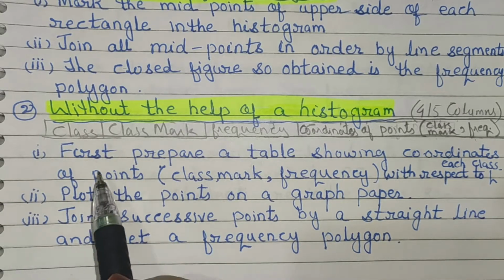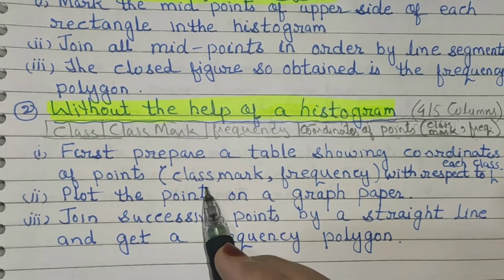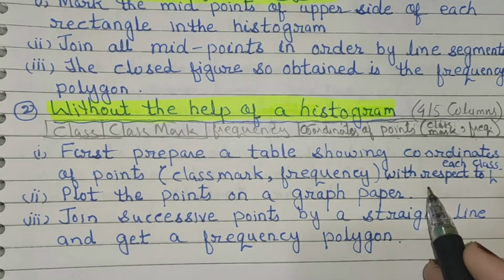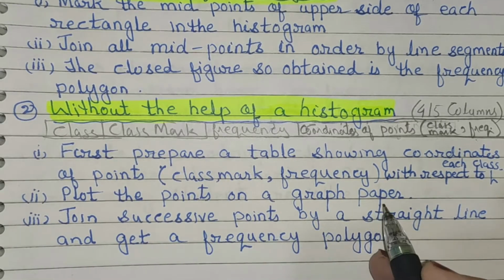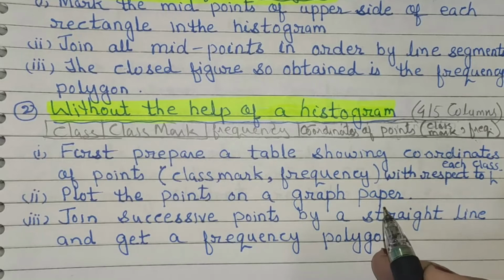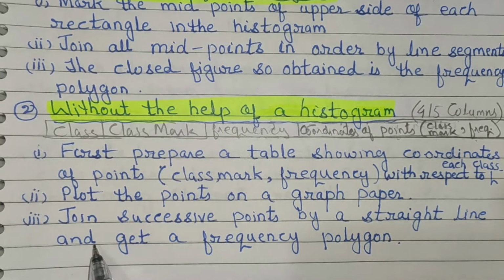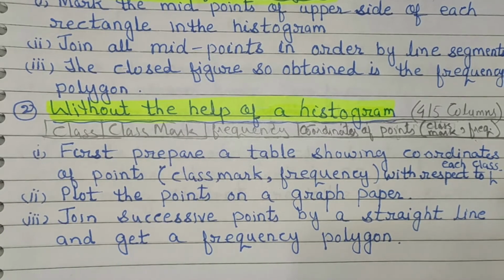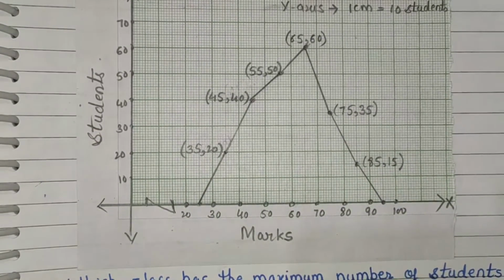Now the steps are, first prepare a table showing coordinates of points, and x coordinate is class mark and y coordinate is frequency with respect to each class. Next step is plot the points on a graph paper. Take the class mark on x-axis and frequency on y-axis. Now next one is, join successive points by a straight line and get a frequency polygon. Now let us see how to solve practice set 6.5.